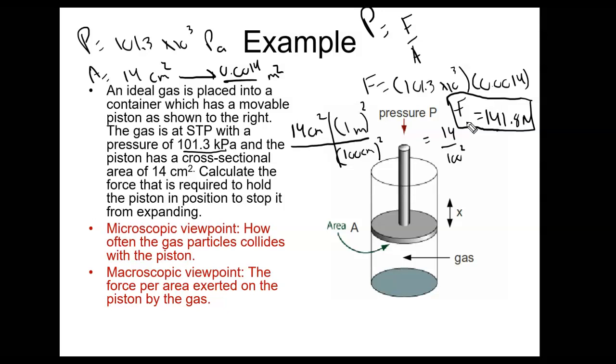Now, what if we heat up the container? Then those gas particles move faster. That means they collide with more force, which means we would have to apply a greater force to stop the piston from expanding, which means that the pressure would increase. So all these things relate to each other. That is the macroscopic understanding of pressure. Pause it here if you need to.